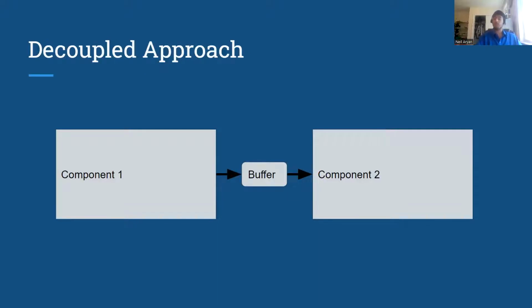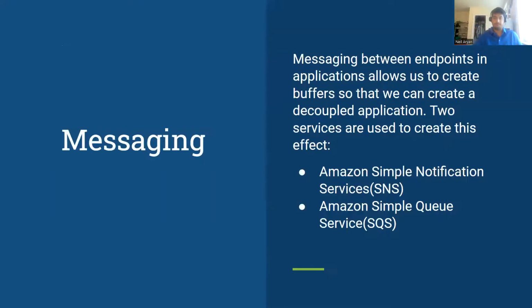Now, a decoupled approach introduces a buffer in which component one will send information to the buffer, and when component two is ready, it will take information out of the buffer. And that introduces a decoupled architecture because now component one is not dependent on the speed of component two. They're only dependent on their own speeds.